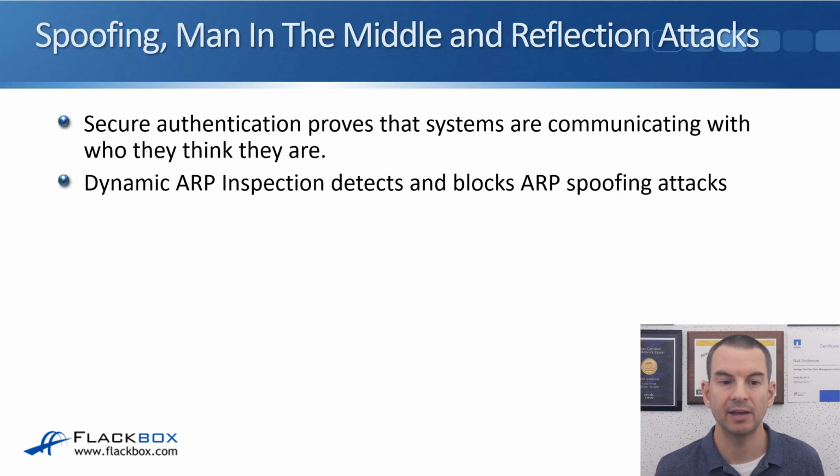Also, to guard against spoofing, you should use secure authentication where possible. Secure authentication proves that systems are communicating with who they think they are. We also have dynamic ARP inspection, which will detect and block ARP spoofing attacks. We covered that back in the switch security section.